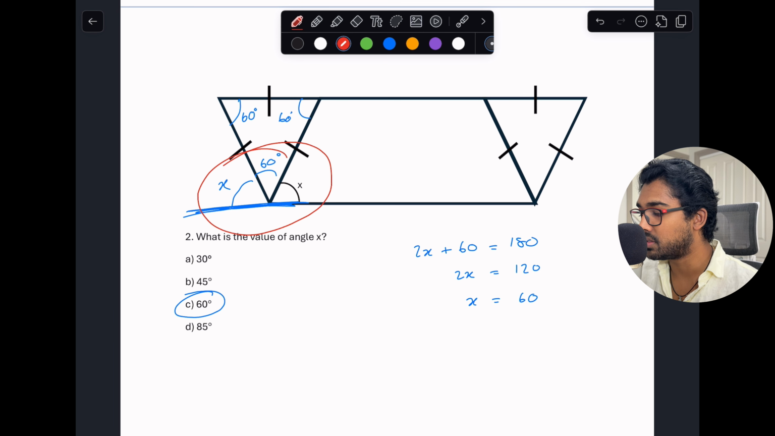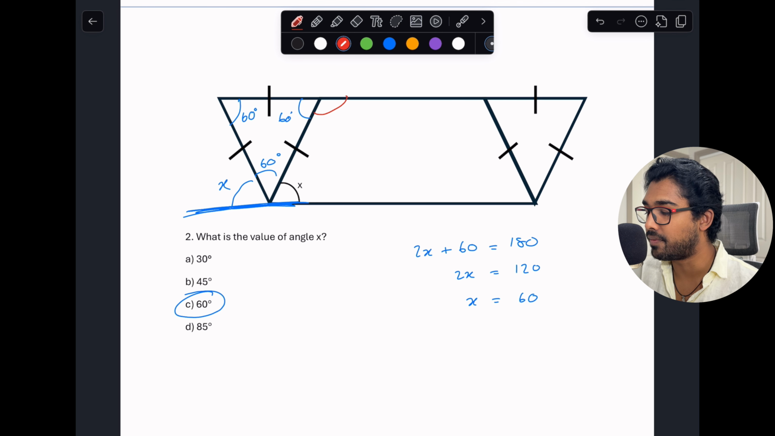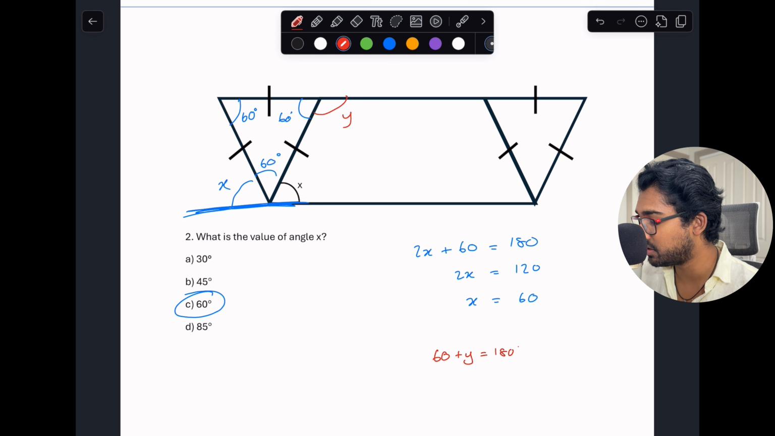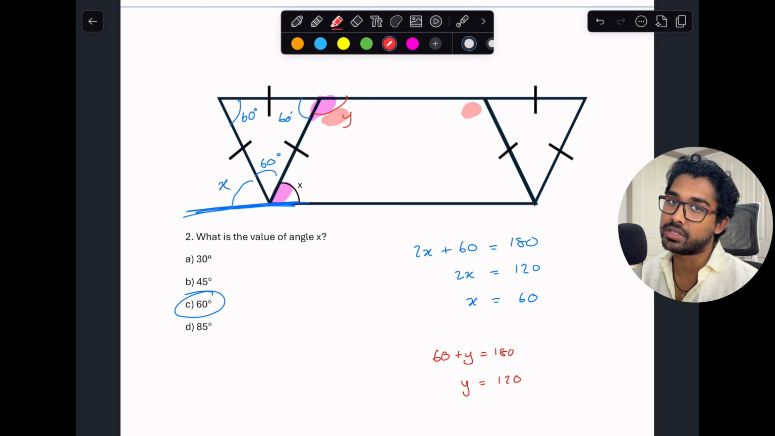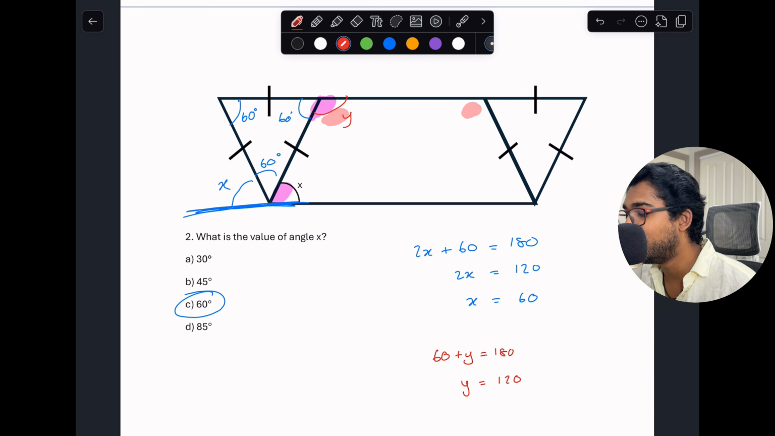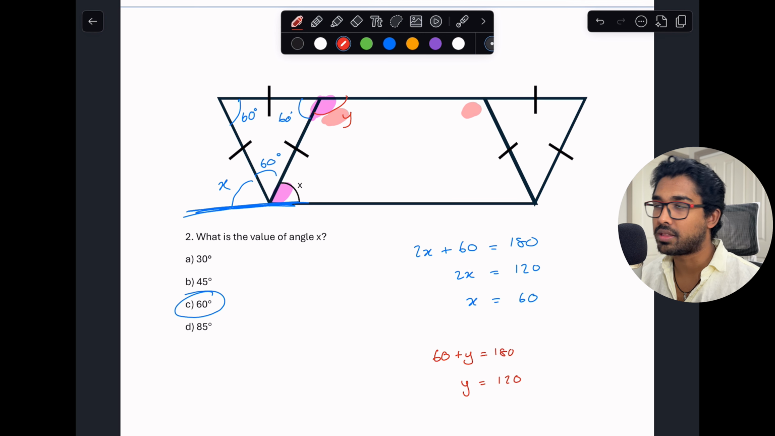Another way you can do this is to find the angle of this value here. So you can do 60 plus y is equal to 180 degrees, and then you get y is equal to 120. Then you can use the fact that in a trapezium, this angle here and this angle here have to add up to 180 degrees. Or alternatively, based off symmetry, you can say that this angle here is the same as this angle here, and then use the quadrilateral rule, which is that 360 degrees is the sum of all interior angles in a quadrilateral, and solve it that way. So there's multiple different methods to go about solving this.